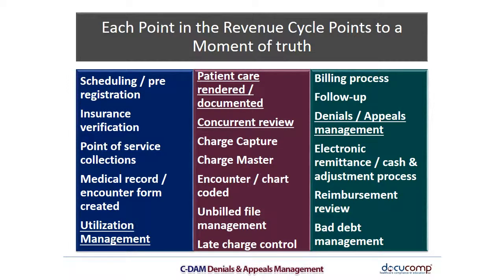Once the bill has been submitted, if there are gaps that did not get caught prior to the bill being processed, then the denials and appeals management team can use the electronic remittance advice to identify where the problems occur. Cash and adjustment processes occur at this level as well, and there's a reimbursement review to identify what's expected versus what actually was captured. Bad debt management then comes into play here, as it's important to identify why those gaps occur and then bridge those gaps going forward for a smooth revenue cycle process.